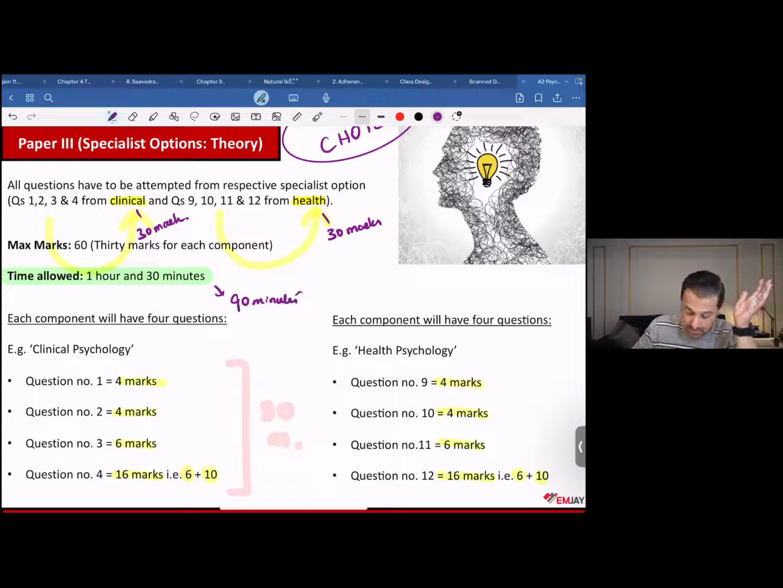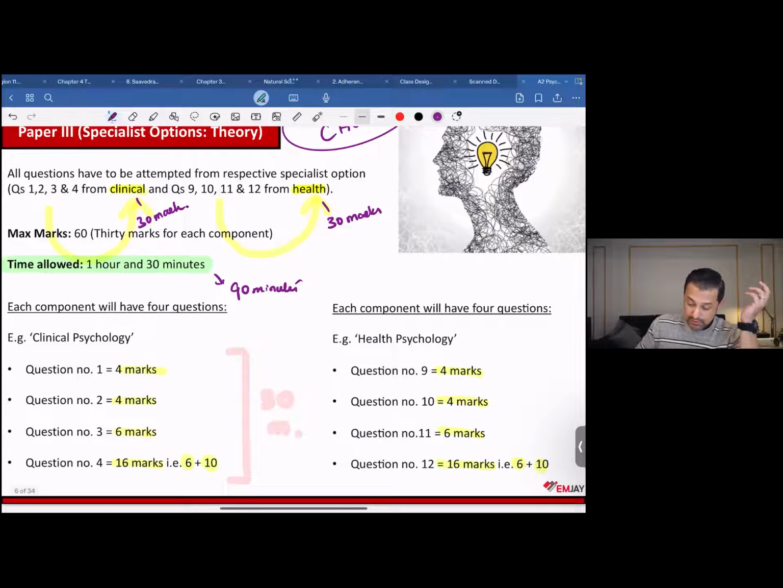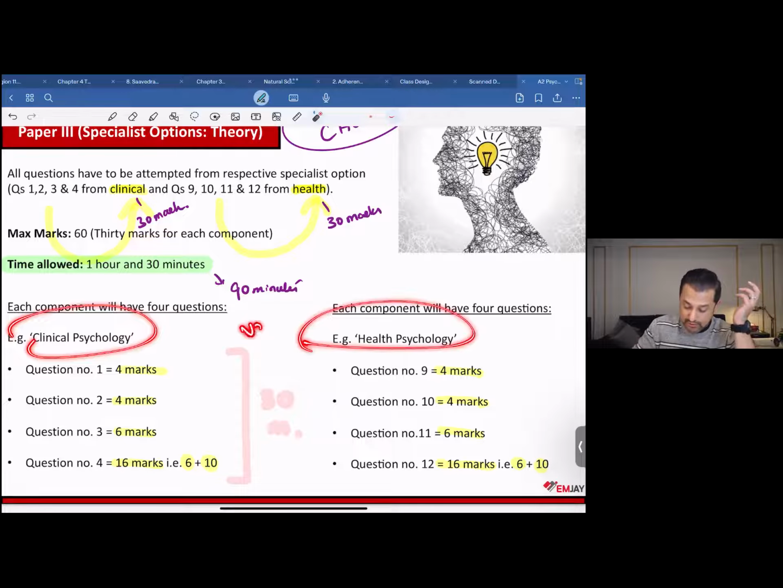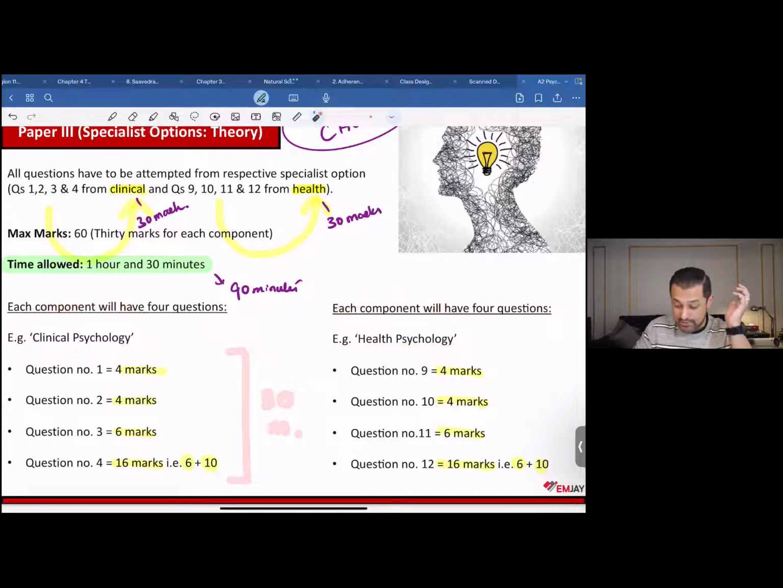Yeah. About these questions, like I'd shown you, they're the same. If you compare this side with this side, you'd see that they're exactly the same in terms of paper structure. Question 1 would be a 4-mark. Question 2 would be a 4-mark. Question 3 would be of 6 marks. Question number 4 would be of 16 marks in total, divided into 6 and 10. And so is the case with health psychology.